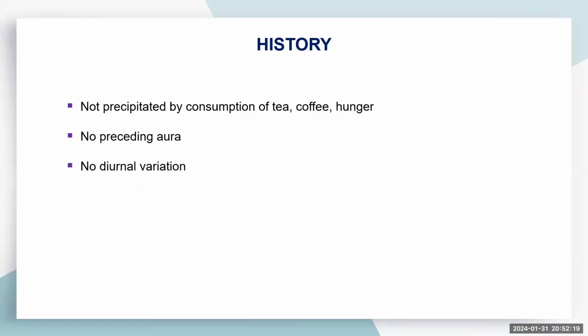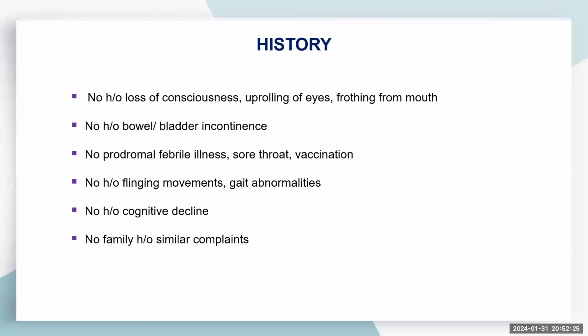These episodes were not precipitated by consumption of tea, coffee, or hunger, and there was no preceding aura or diurnal variation. There was no history of any loss of consciousness, upward rolling of eyes, frothing from mouth, or bowel bladder incontinence, no prodromal febrile illness, sore throat, or vaccination. There was no associated flinging movements, hemiballismus, or gait abnormalities, no cognitive decline, or any similar complaints in any of the family members. The systemic examination was completely normal, and also the neurological examination was normal.